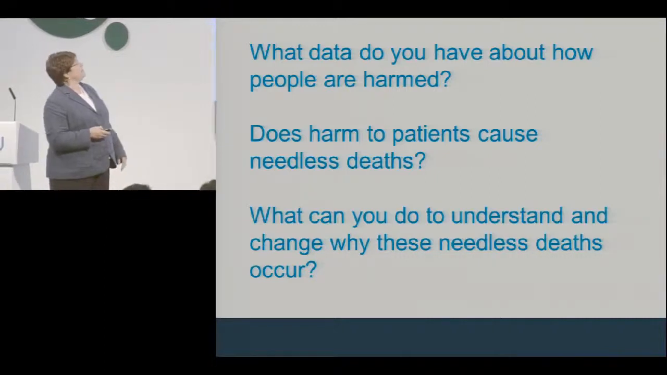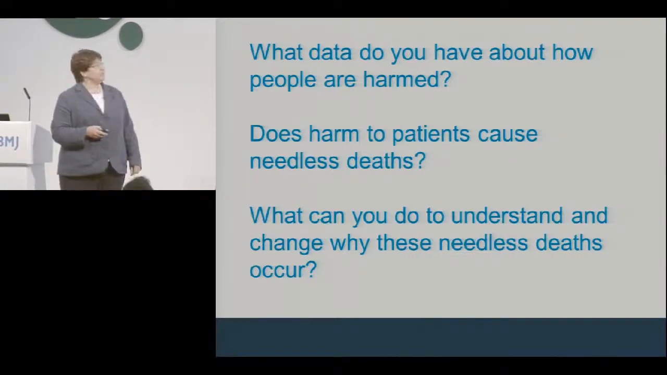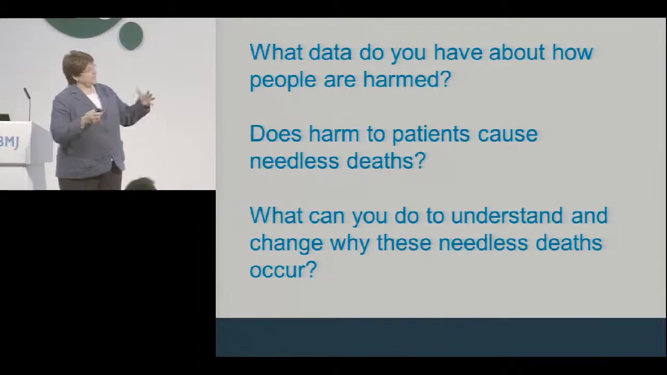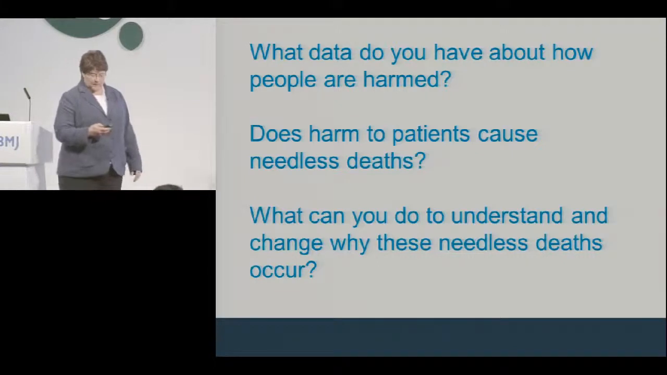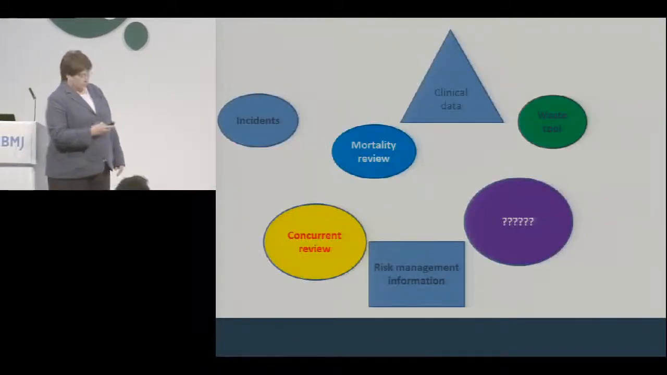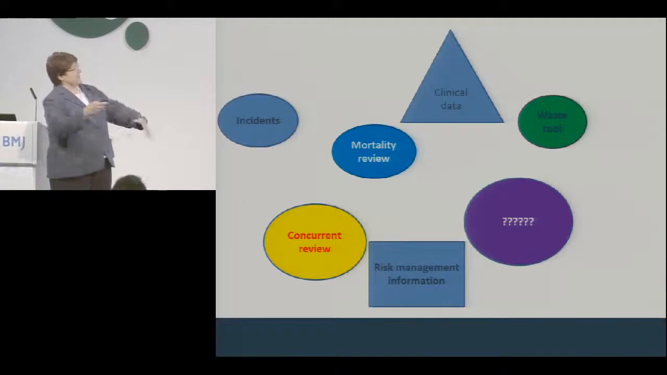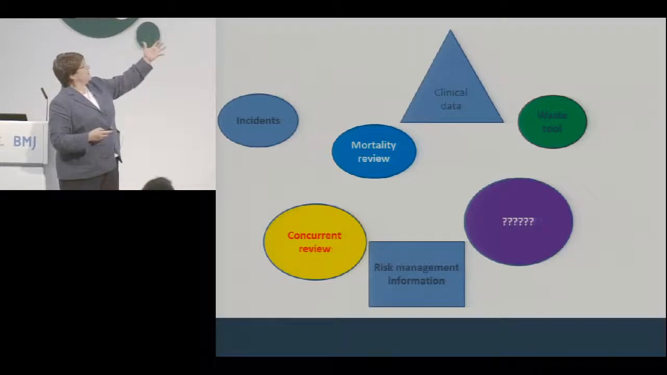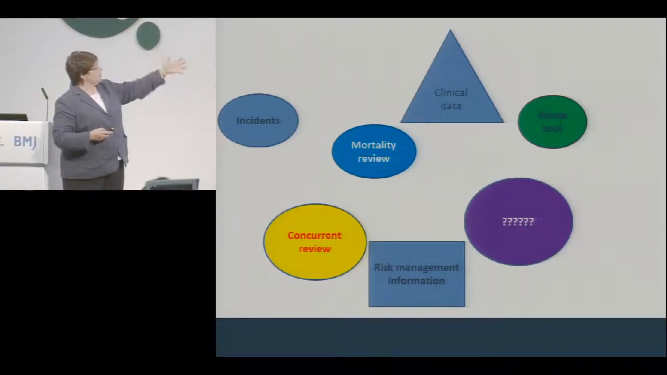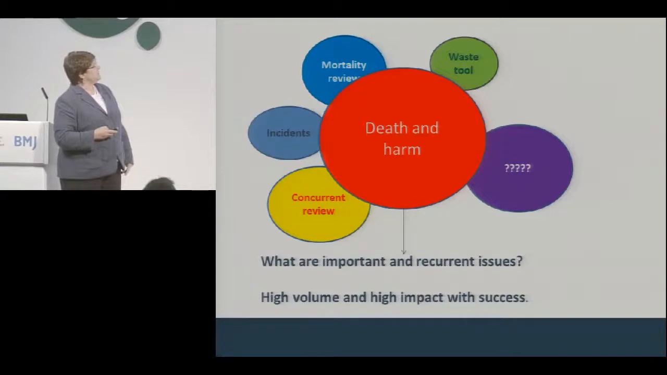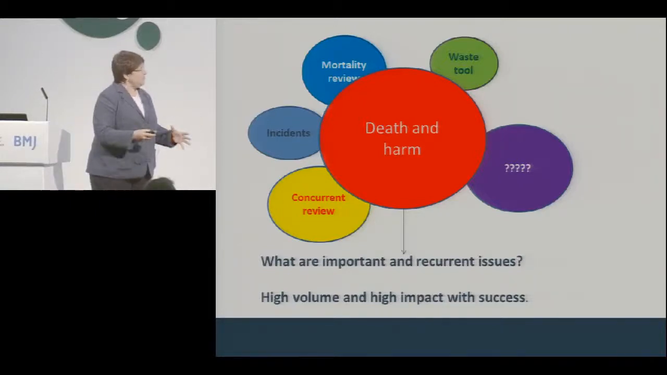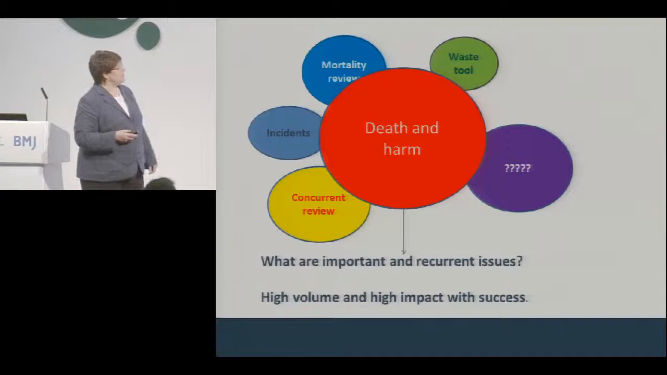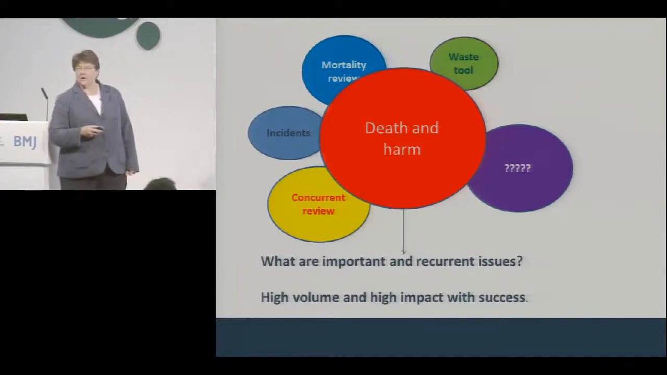So I always say to people, what data do you have about how people are harmed? What data do you have about why people die? And is the death, as Roger says, the end of life journey, or did we go ahead and hurry that up for some people? So for a lot of us, we have tons of tools and tons of data all over the place. So mortality review, incident data, concurrent review, risk management, all of this. And the question is, how do you bring this together and say, what are the important and recurrent issues that are high volume and high impact that we can actually succeed with?